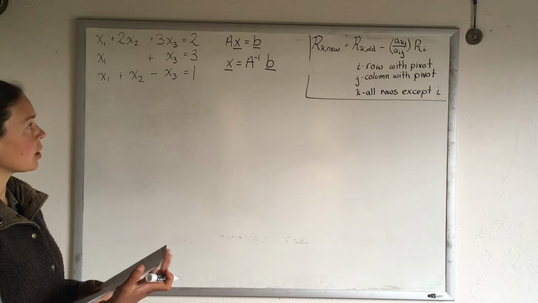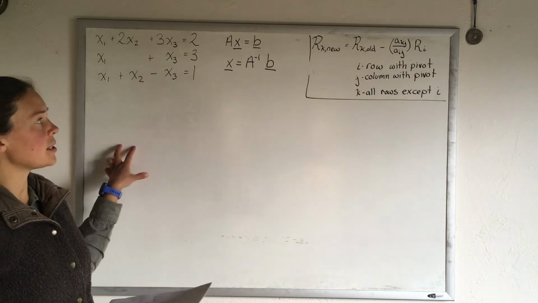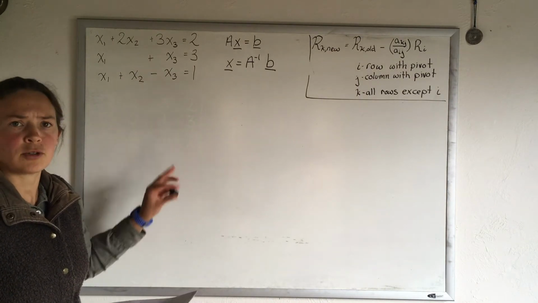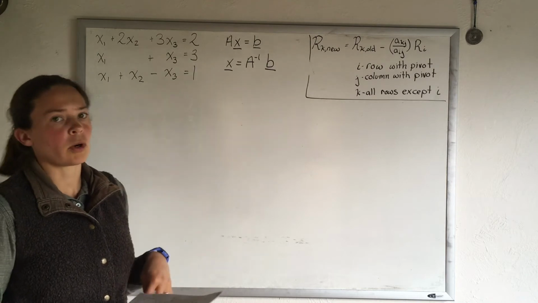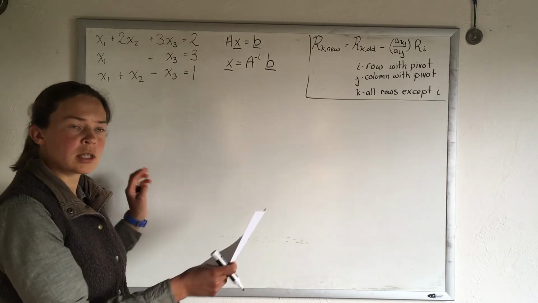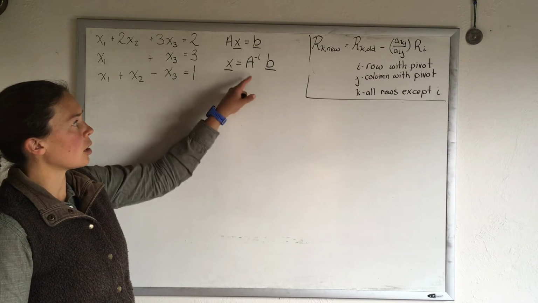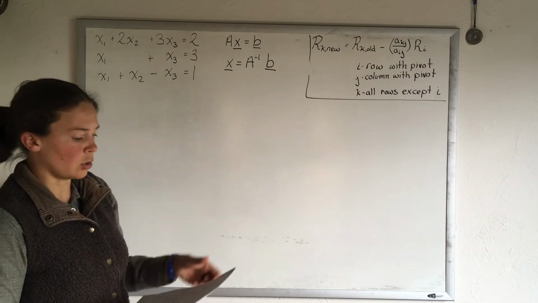And the way we're going to find the inverse is by augmenting an identity matrix, then using Gaussian elimination to get the reduced row echelon form of that large matrix, and then we'll just do the matrix multiplication on our inverse matrix to get our solution vector.